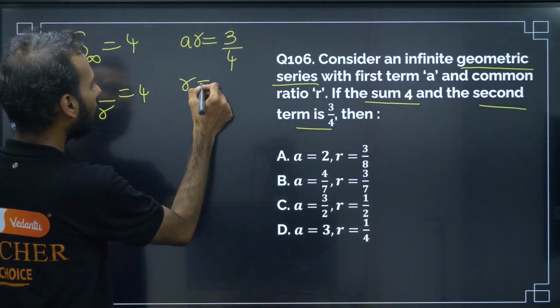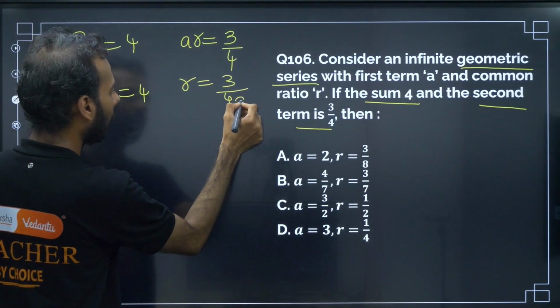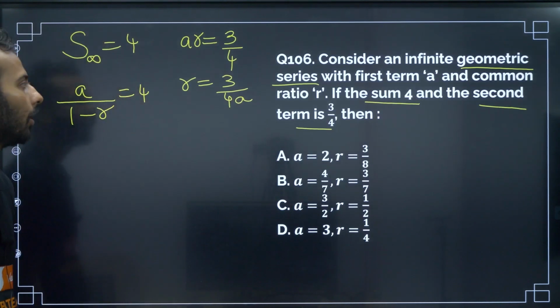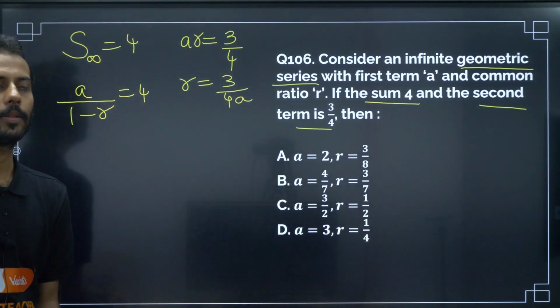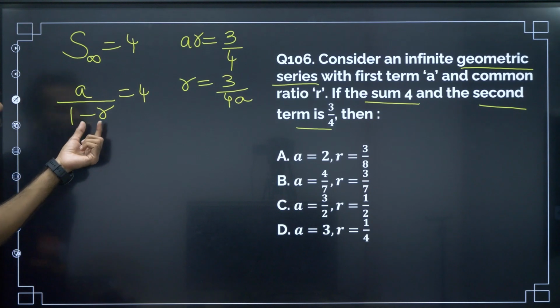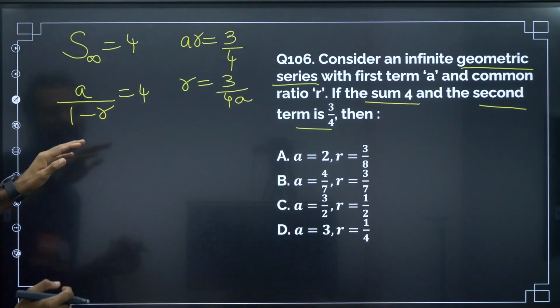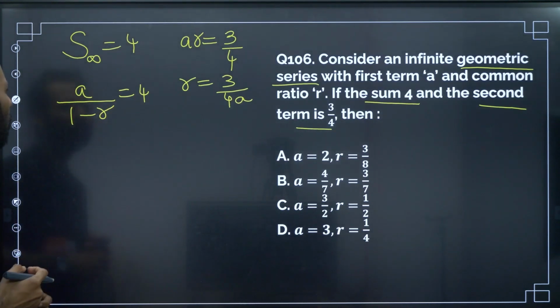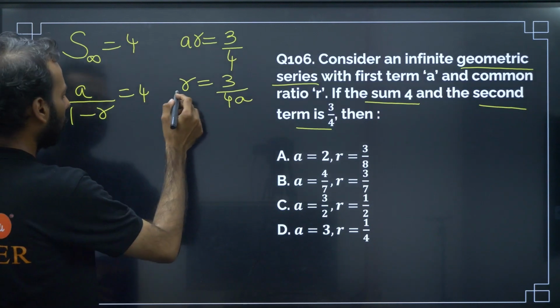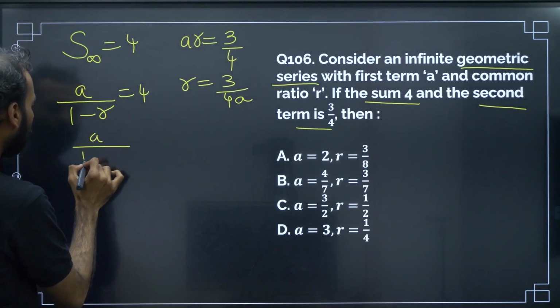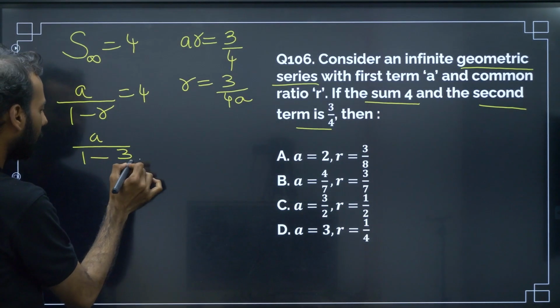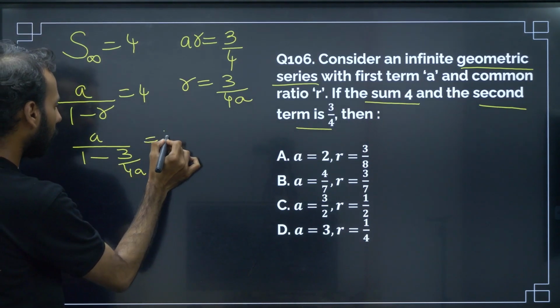Also, R is equal to 3 by 4A. This AR, there are two equations, A and R. Okay, two equations, two unknowns. So A(1 minus R): in place of R, let me write 3 by 4A, is equal to 4.